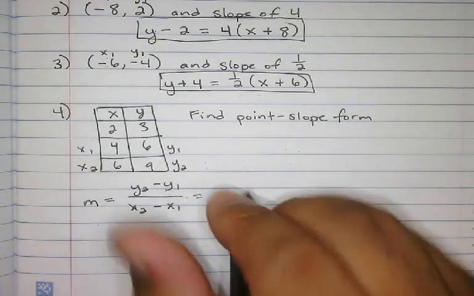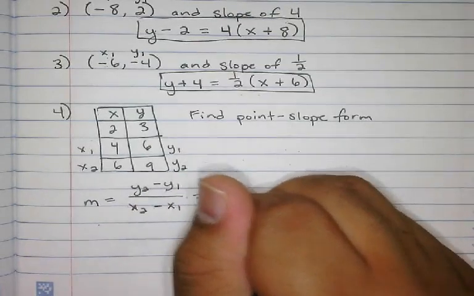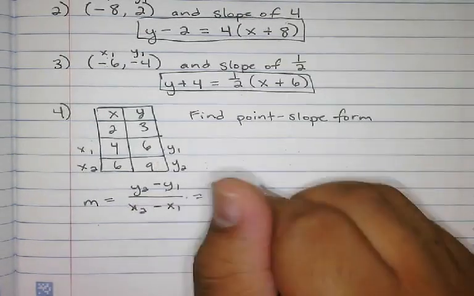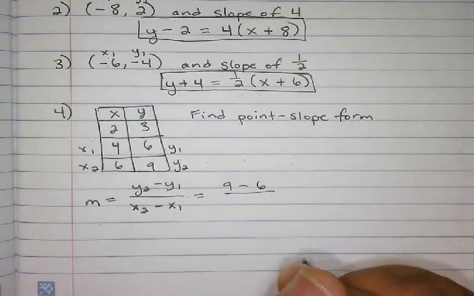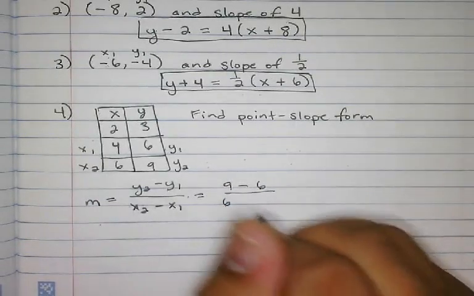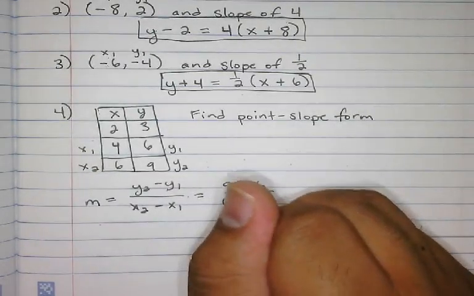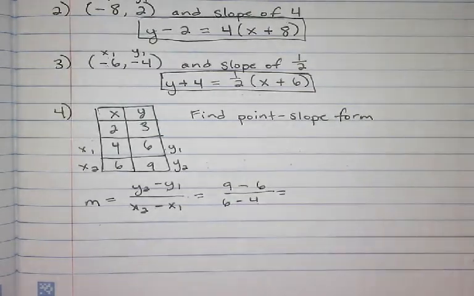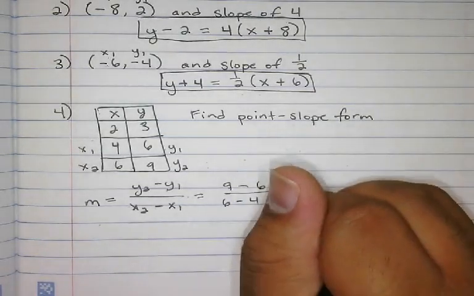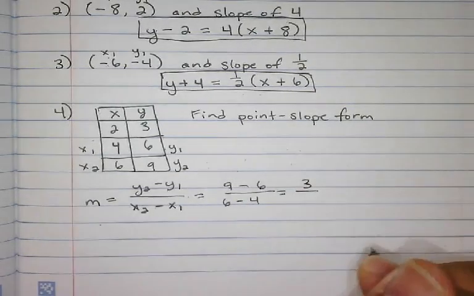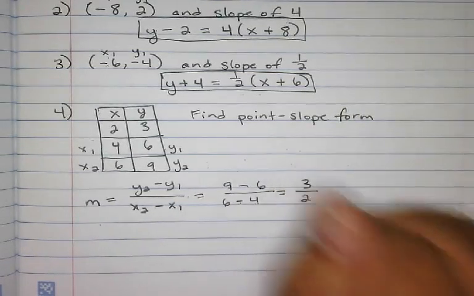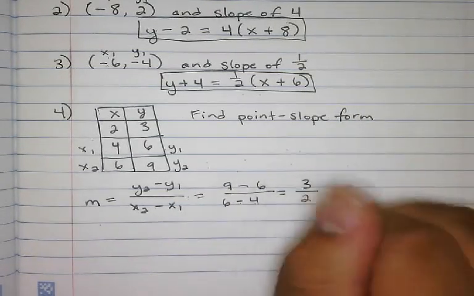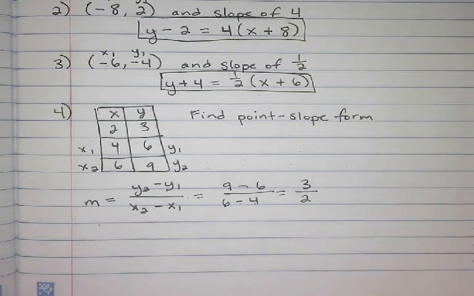Okay, so I have Y2, which is 9, Y1, which is 6, X2, 6, X1, 4. I'm just doing the math. So 9 minus 6 gives me 3. 6 minus 4 gives me 2. Okay? So my slope is 3 over 2, 1.5.